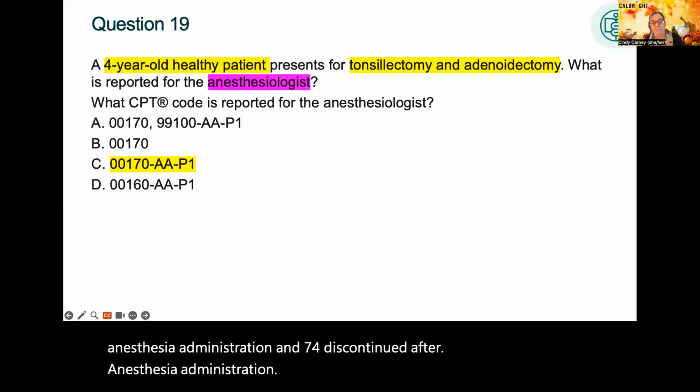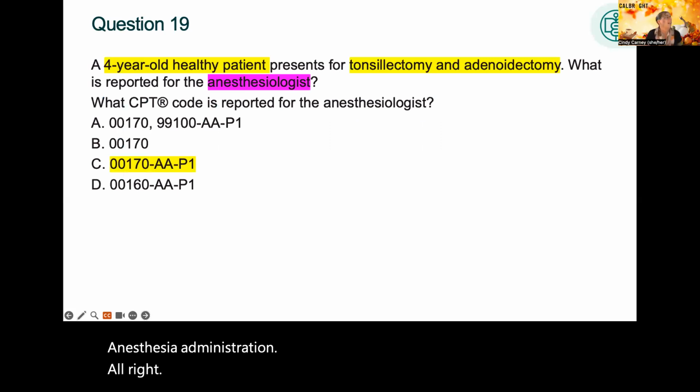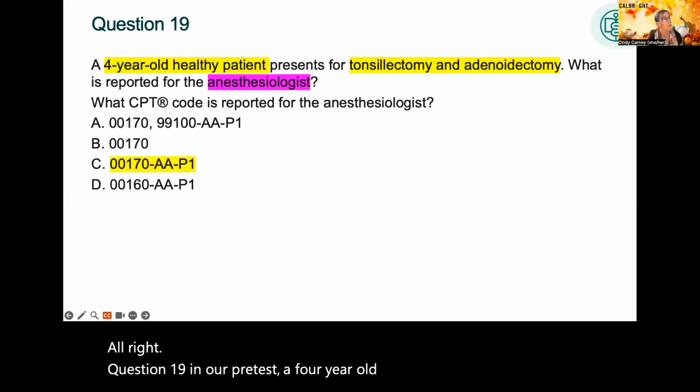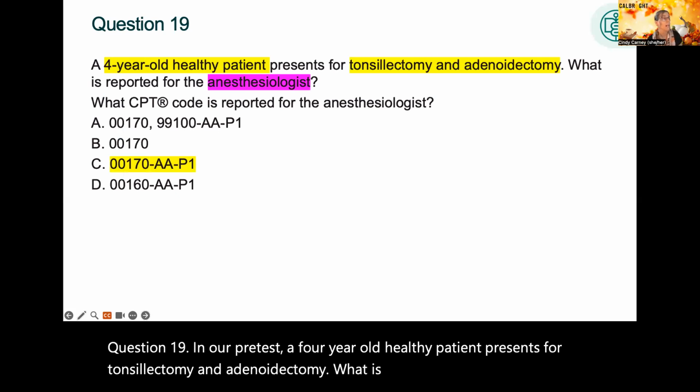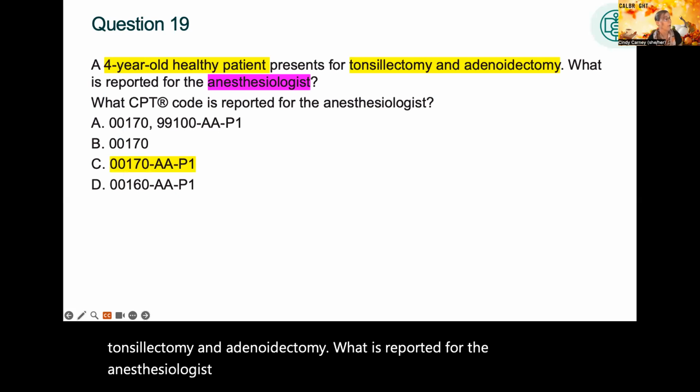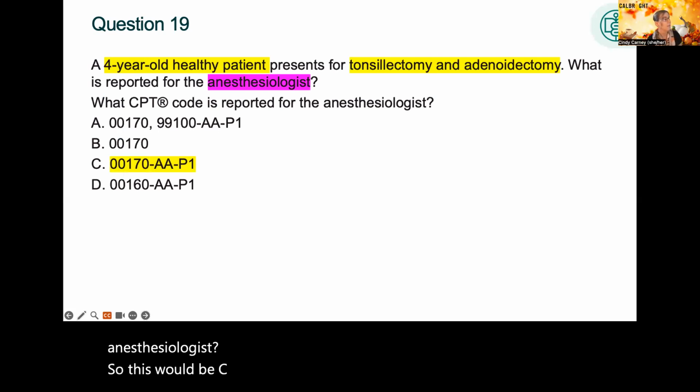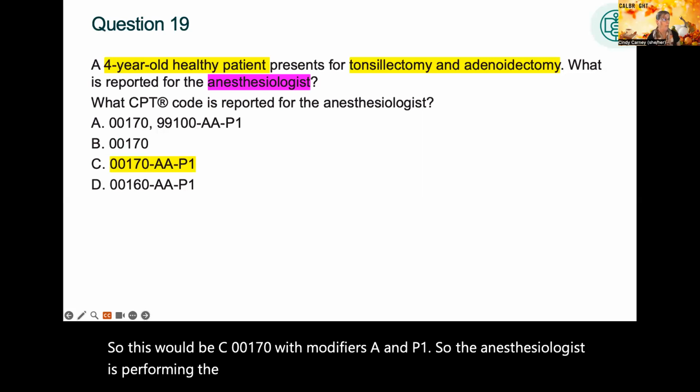All right. Question 19 in our pre-test. A 4-year-old healthy patient presents for tonsillectomy and adenoidectomy. What is reported for the anesthesiologist? So this would be C, 00170 with modifiers AA and P1. So the anesthesiologist is performing the anesthesia and P1 indicates a healthy patient.